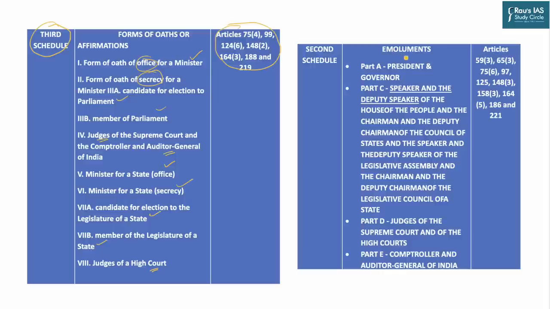One more important difference that we should focus upon is that the Second Schedule, which talks about the emoluments, actually mentions those three offices which were not mentioned in the Third Schedule, that is President, Governor, the Chairman of the Council, that is the Vice President. Vice President is not mentioned in the Second Schedule, so be aware of these small important facts.